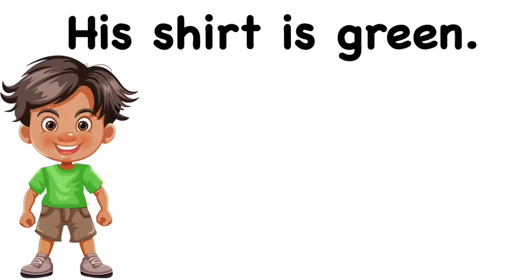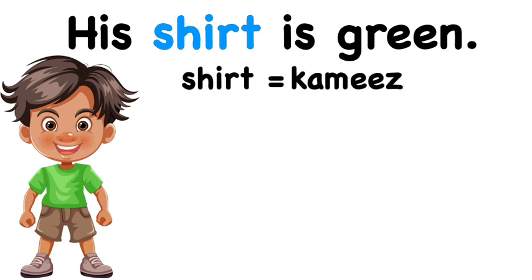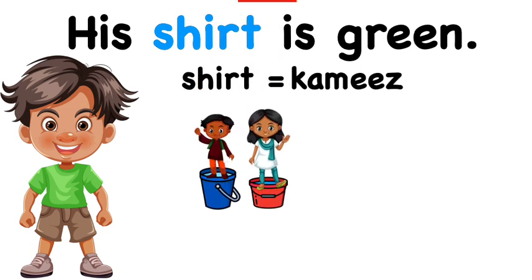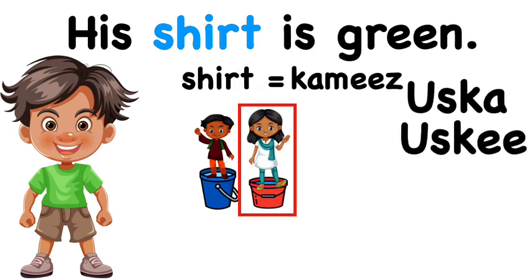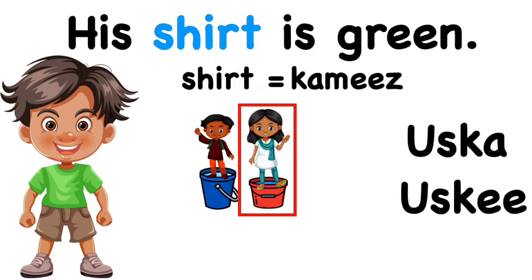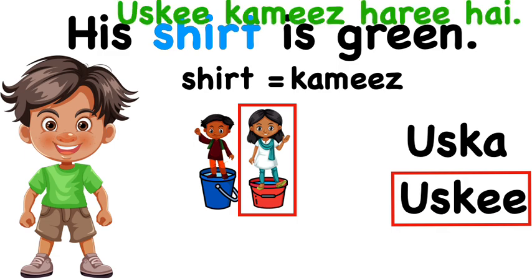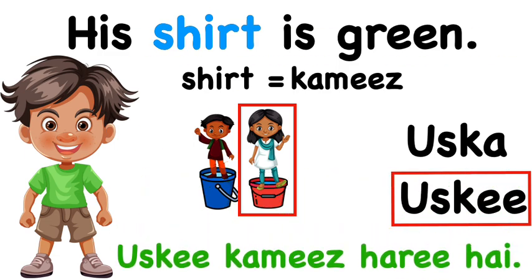Let's look at some examples. His shirt is green. What's the subject of the sentence? Shirt. What's shirt in Hindi? Kameez. Is it pull or stri? Stri. So would it be uska or uskee? Uskee. So then, how do we say this sentence in Hindi? Uski kameez hari hai. Uski kameez hari hai.